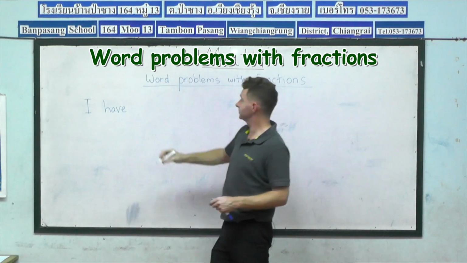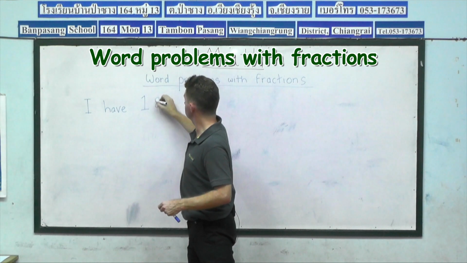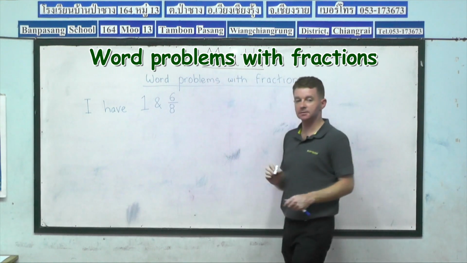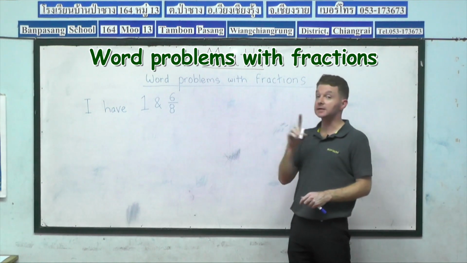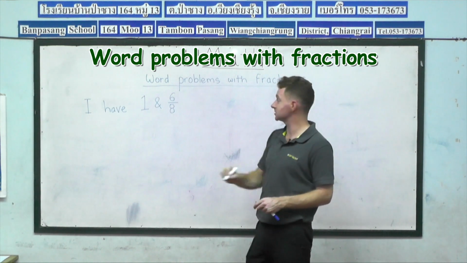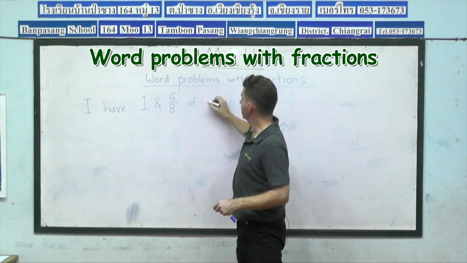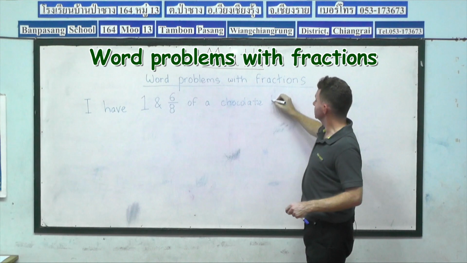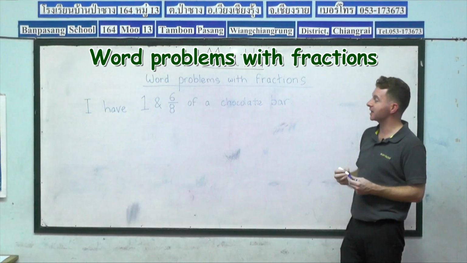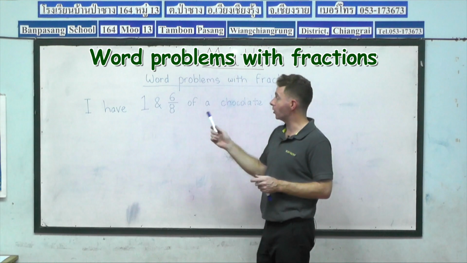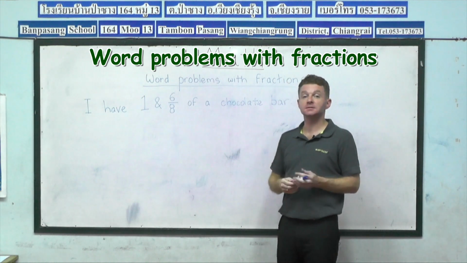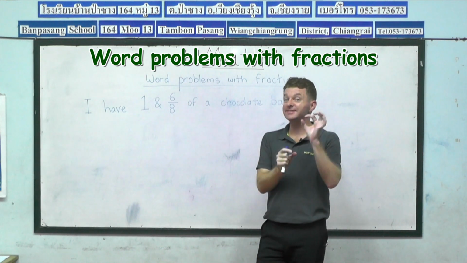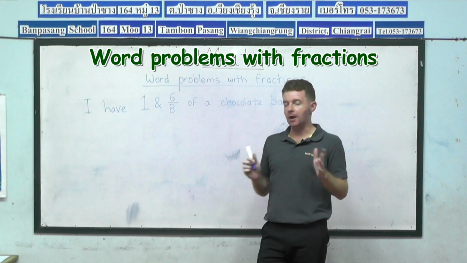I have 1 and 6/8. Okay, the 1 is the whole number and 6/8 of a chocolate bar. So all together, guys, I have 1 and 6/8 of a chocolate bar. So 1 whole chocolate bar and then 6 out of 8 pieces. But now I'm a little bit hungry.